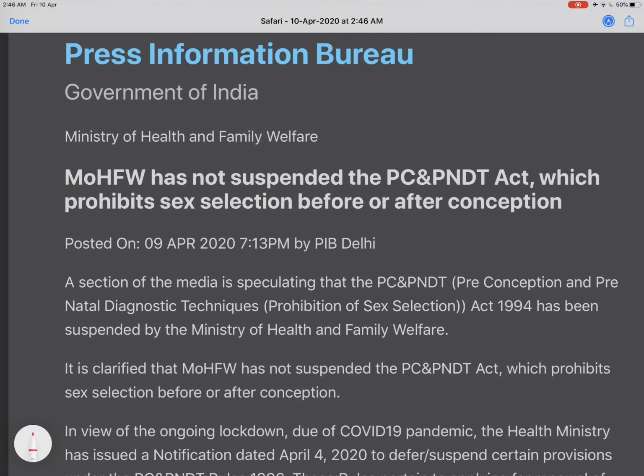Let's get on to PIBs of 7th, 8th and 9th of April 2020. Alright, the first press release is about the Ministry of Health and Family Welfare, wherein the Ministry has clarified that it has not suspended the implementation of the PC and PNDT Act. Now, information about the PC and PNDT Act becomes important for prelims as well as for mains exam. So, let's get into this.